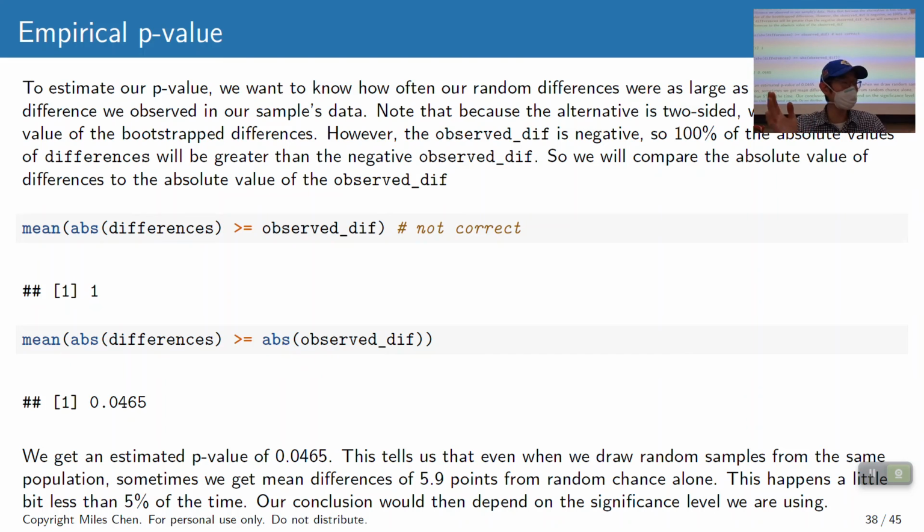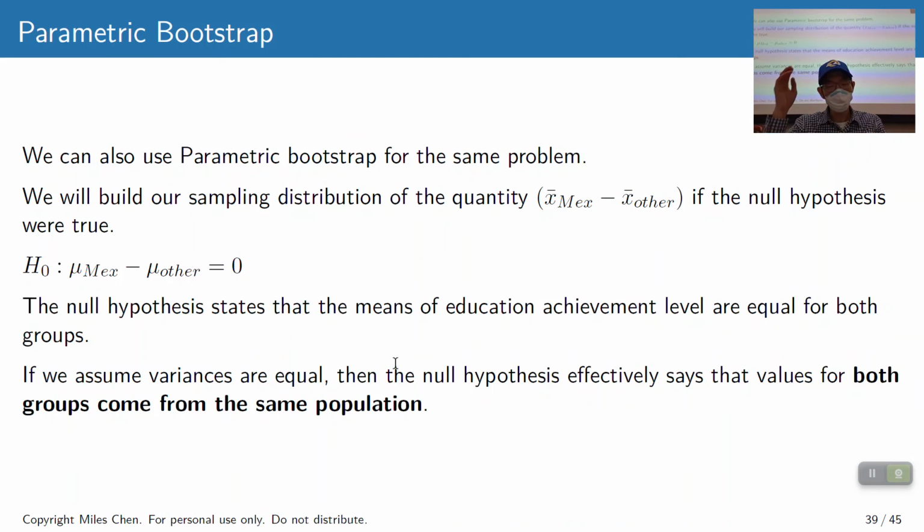So depending on your significance level, we would say there either appears to be or doesn't appear to be a difference. Okay, what if we wanted to do parametric bootstrap? I'm going to run out of time.